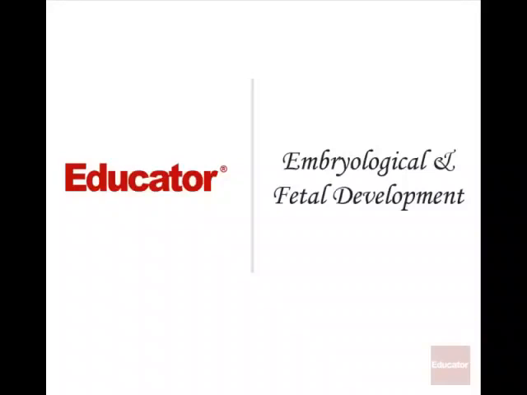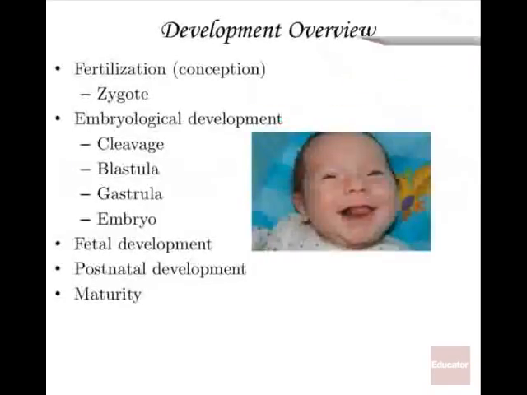This is the lesson on embryological and fetal development. So an overview of development from conception up to adulthood would go like this. It starts with fertilization. That is the moment of conception. When sperm fuses with egg, you're going to get what's called a zygote. That's the first cell of life. Then from that point on, it's embryological development until it becomes a fetus.